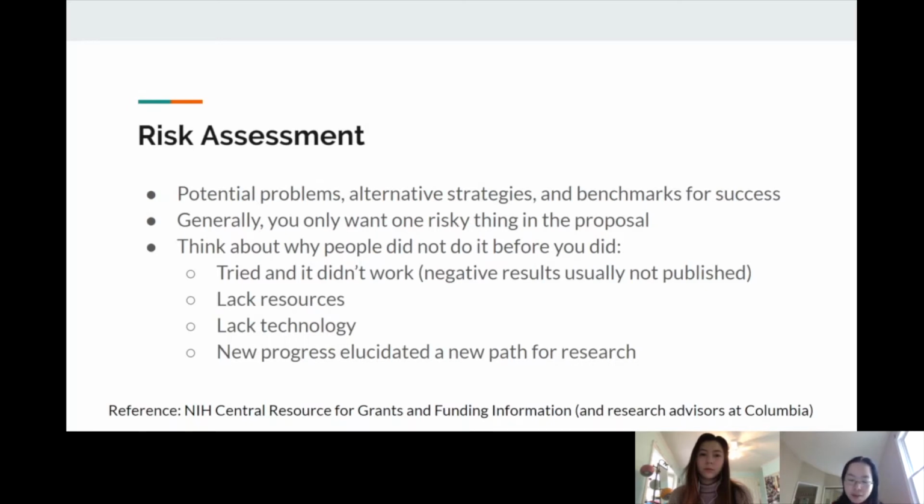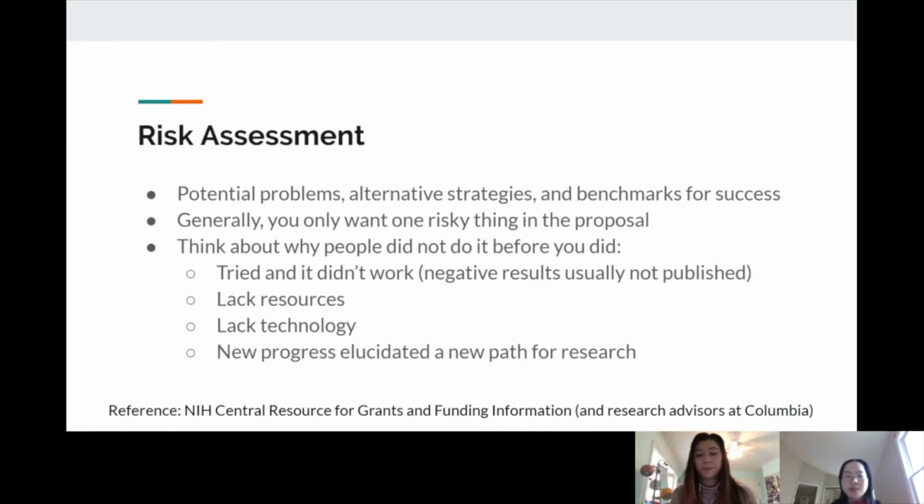And my advisors at Columbia have taught me that generally you only want one risky thing in the proposal. Of all the things that you want to put in the proposal, all of these components need to work together in order for this to happen. You want to be sure that most of these components actually work. You actually have evidence that most of the stuff that you're relying on, or the assumptions that you're making, are true or do work. So in that case, you only want one thing that's kind of like, I'm not too sure if this is going to work, but if this works, it will be a really awesome thing. And that would be the thing that you try to make happen and optimize.